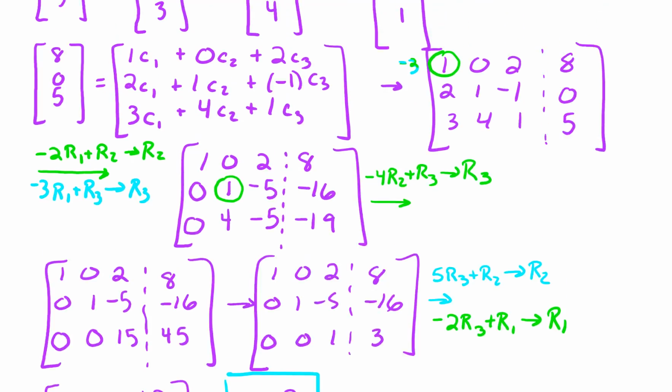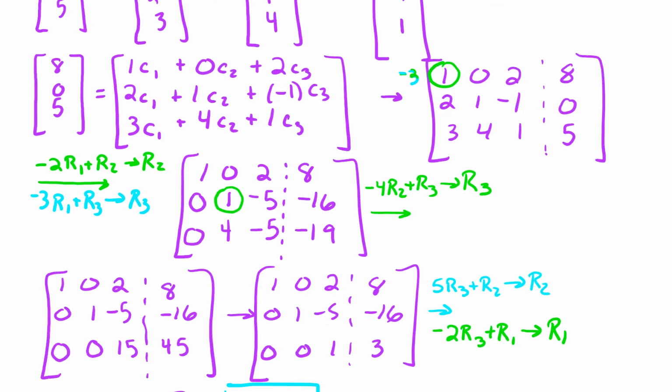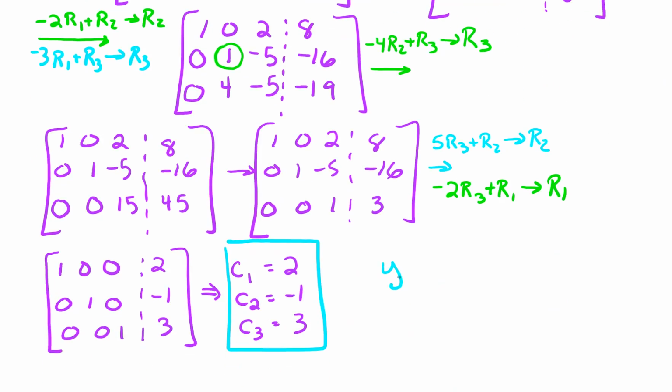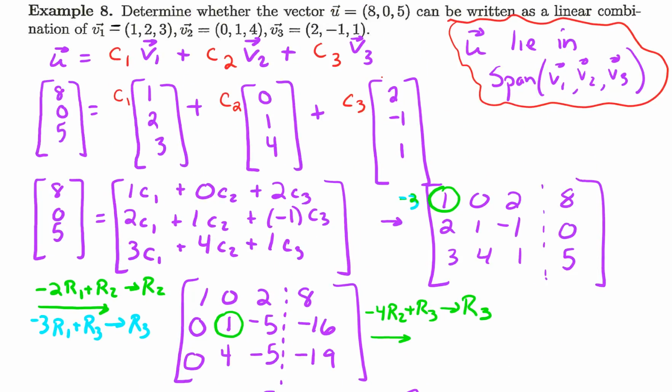Okay, back to the original question. Determine whether the vector can be written as a linear combination. The answer is yes. So we'll say yes, u can be written as a linear combination of vectors v1, v2, and v3. Here are the scalars that would do that for us. And so another way of saying this is that u lies in the span of those vectors.